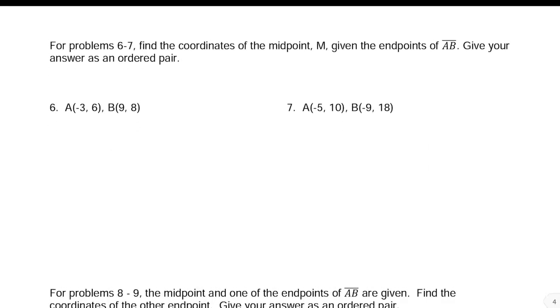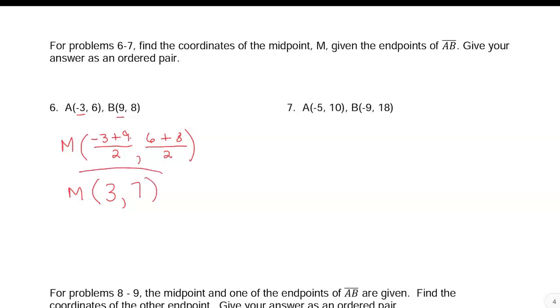So number 6, I don't have a picture, but I know I can take the midpoint by averaging the x's and averaging the y's. So I'm going to do negative 3 plus 9, because those are the x-coordinates, and I'll divide by 2 after I add them. And then the y-coordinates are 6 and 8. So add 6 and 8 and then divide by 2. So the midpoint here is going to be negative 3 plus 9 is 6, divided by 2 is 3. And then 6 plus 8 is 14, divided by 2 is 7. So the midpoint is 3, 7.